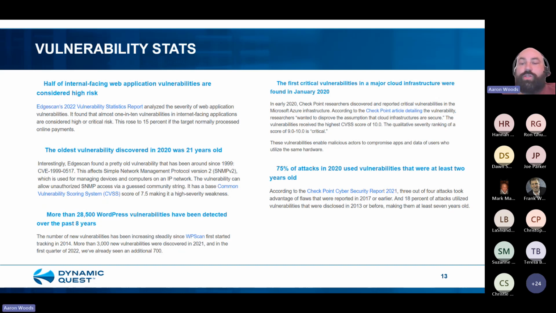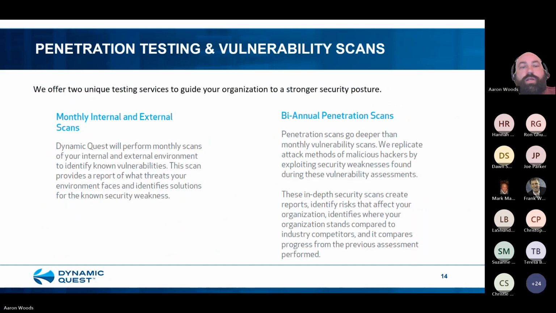75% of attacks in 2020 used vulnerabilities that were at least 2 years old. So again, this comes from not knowing you have vulnerabilities, because you're not doing vulnerability scanning on a monthly basis. So if you don't know you're exposed, how can you even fix those things? Penetration testing and vulnerability scans. We offer 2 unique testing services to guide your organization to a stronger security posture. Again, I've kind of already talked about this, but monthly internal and external scans.